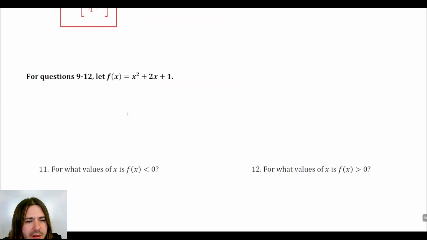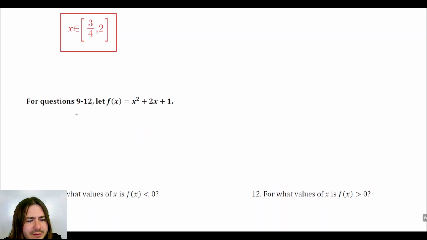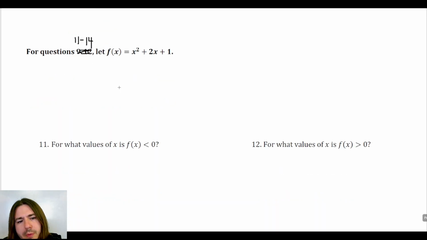Oh gosh, looks like we got a typo here. It says 9 through 12. This should be 11 through 14. I don't know what happened there. But we've got this function.